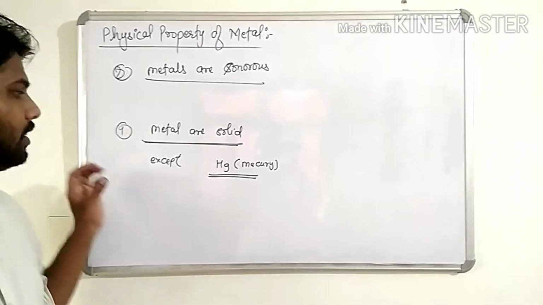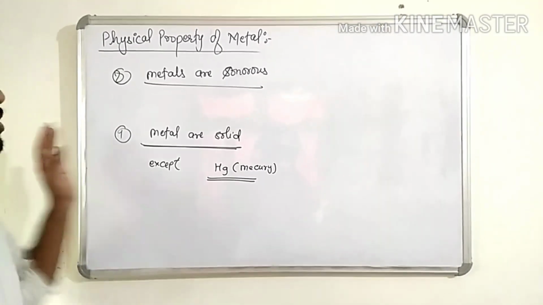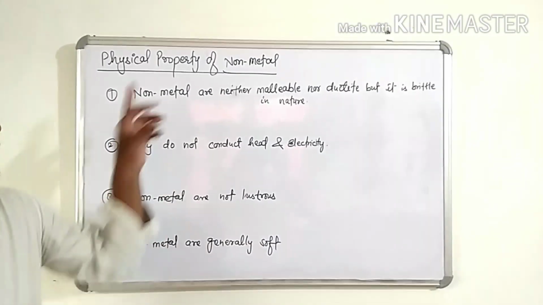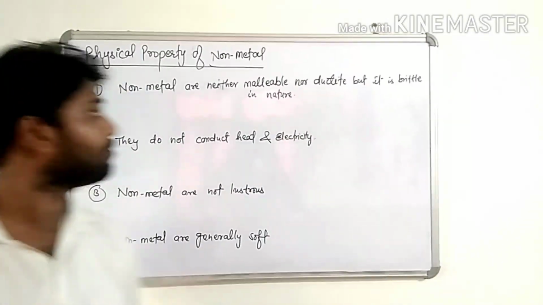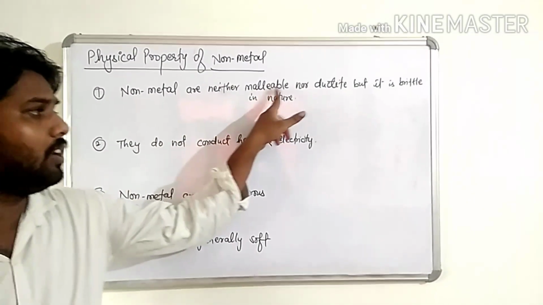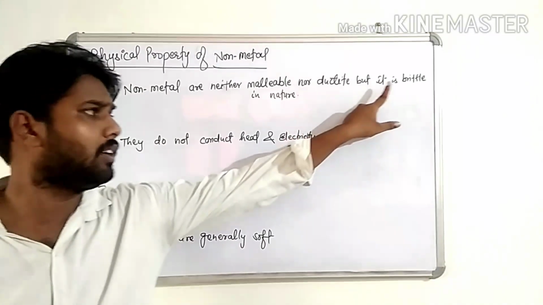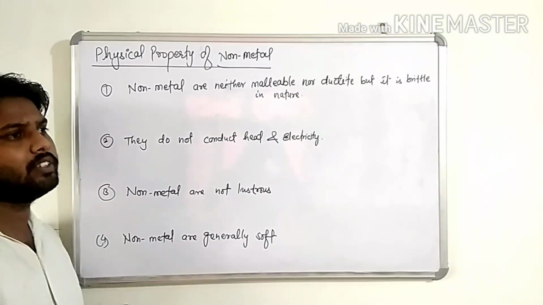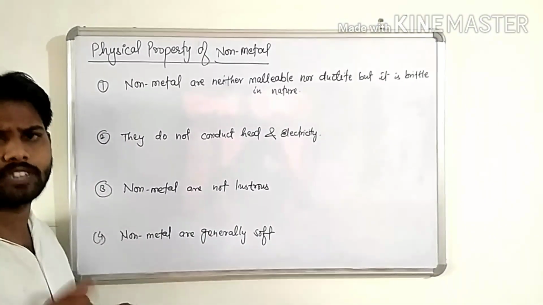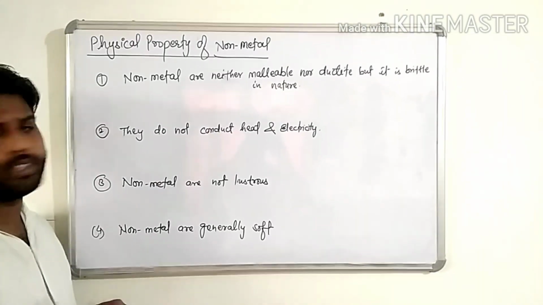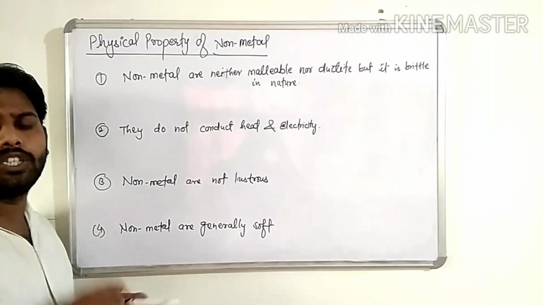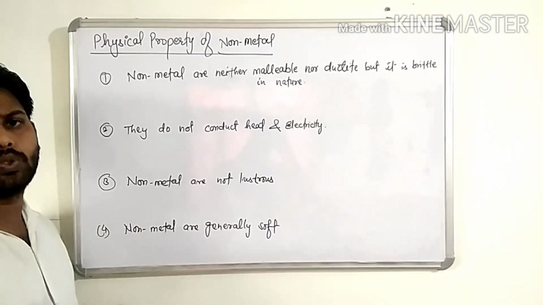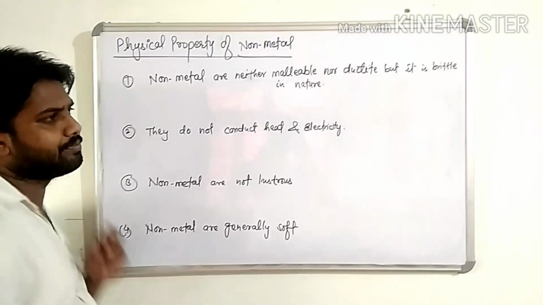Now we are going to study the physical properties of non-metals, children. Non-metals are neither malleable nor ductile, but they are brittle in nature. It means when we strike a non-metal like carbon or sulfur with a hammer, it will break into small pieces. All the non-metals are brittle in nature.